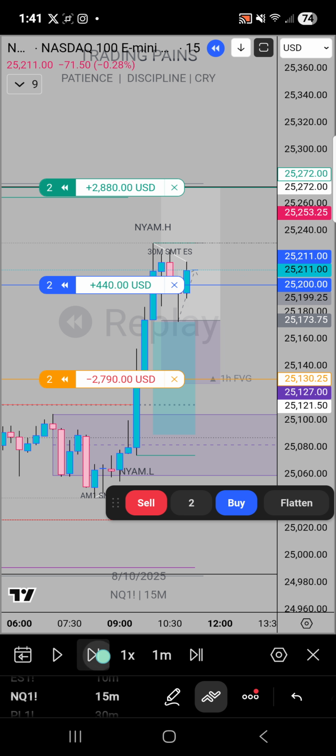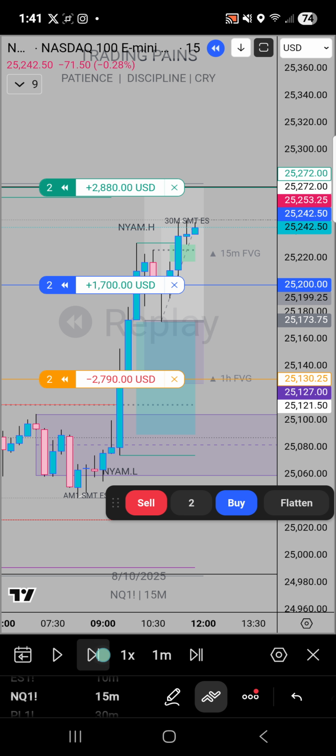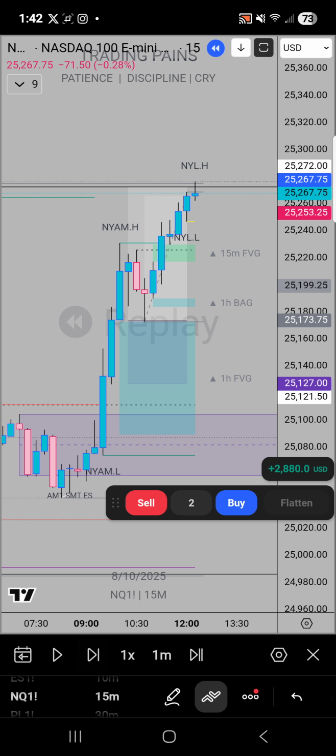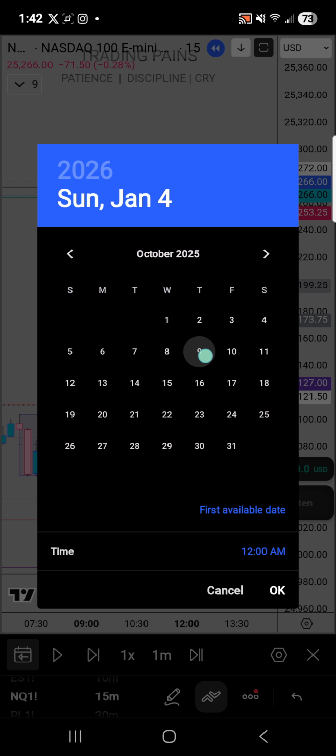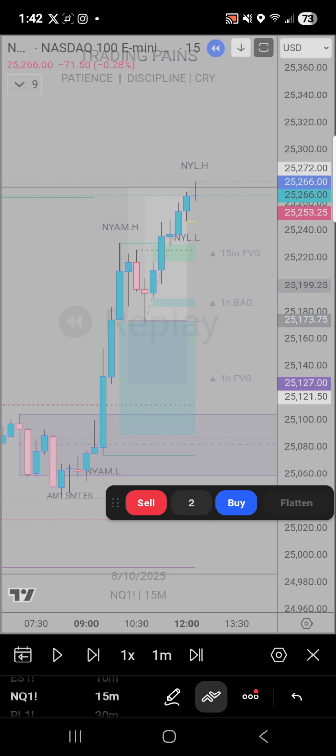So it does go back into it, huh? And there's the 1 hour FVG, and it should hit it. Boom. Alright. Another successful trade. Okay, let's try one more day. We were October 7th, let's try October 9th, for 9 o'clock. Okay.